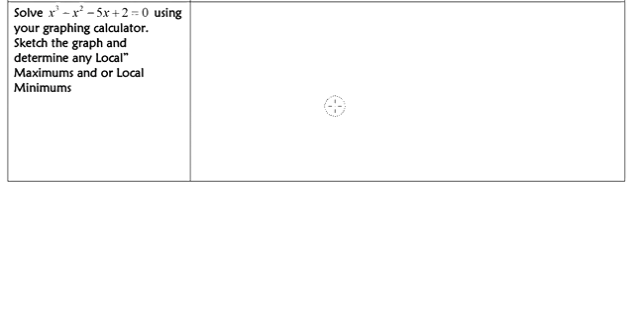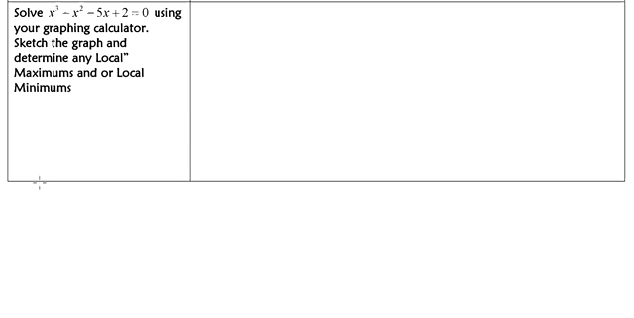All right, here we go. It says solve x cubed minus x squared minus 5x plus 2 equals 0 using your graphing calculator. I'll sketch the graph and determine any local maximums or local minimums.